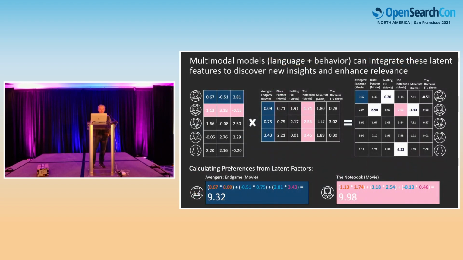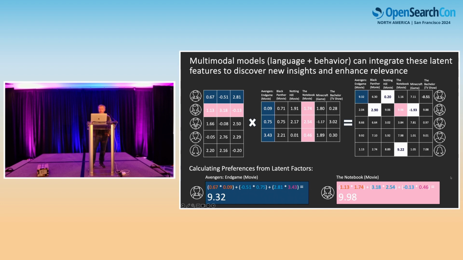So one other nice thing about using these latent embeddings from behavior is that you can then combine them with other modalities for vector search. In this case, I've got this user, he likes Avengers Endgame, gets a high score for that. I've got this user, she likes the movie The Notebook. This may or may not be modeled after my wife and I, I'm just saying.